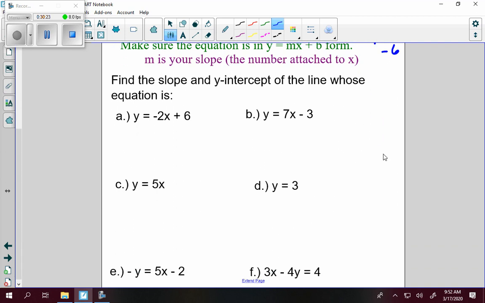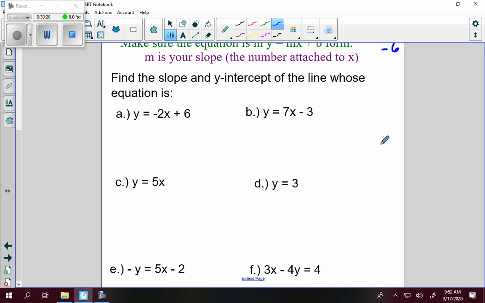So we're going to find the slope and y-intercept of a line whose equations are these. Well, this is great because it's already in y equals mx plus b form. Since it's already in this form, then we can say your m is your slope, which is -2. We can say your b is your y-intercept, which is 6. Here we can say y is by itself, so we can say m is 7, and b is -3 because it's not attached to x.